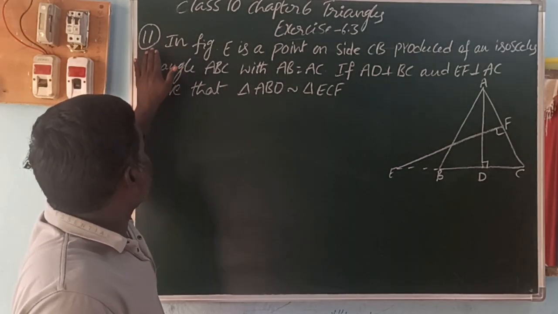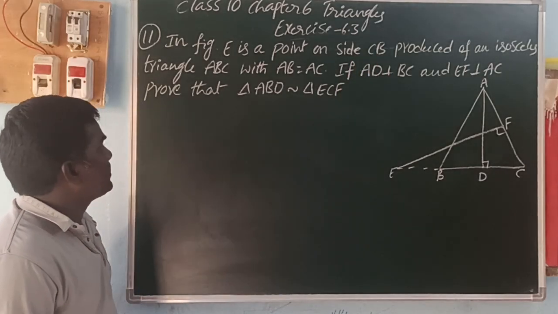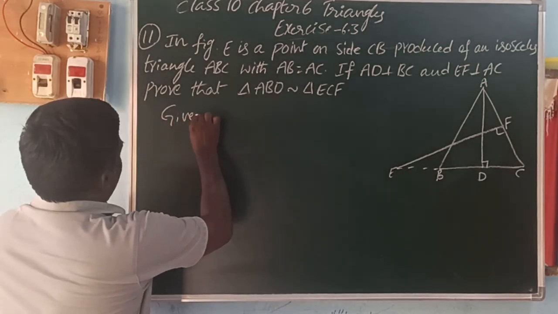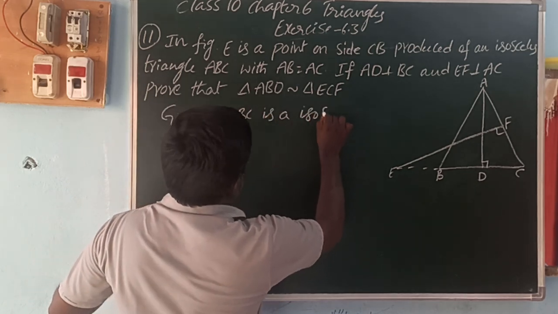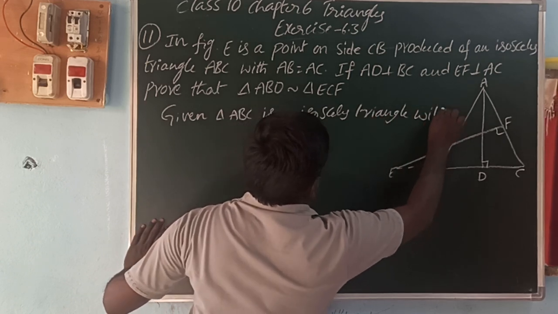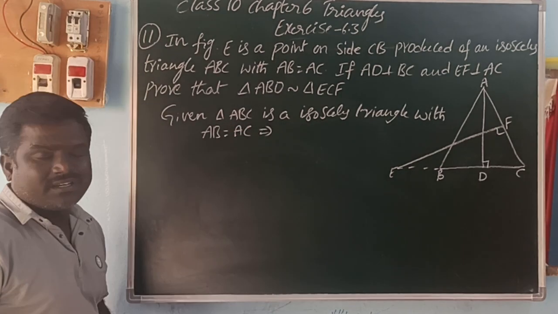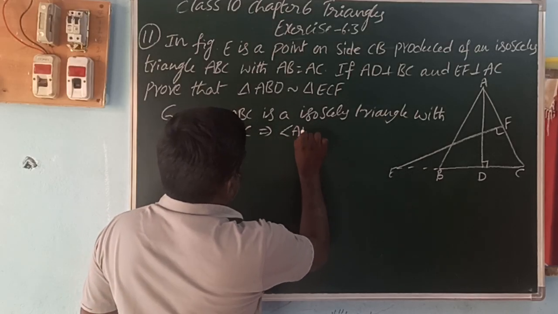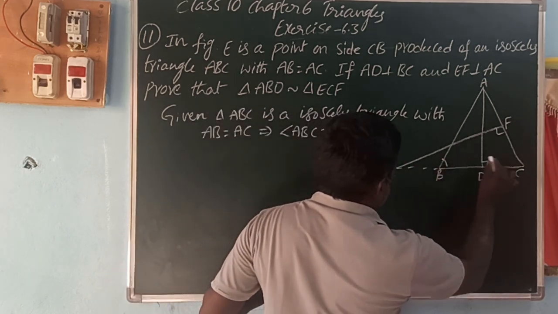Question number 11. In the figure, D is a point on side CB produced, of an isosceles triangle ABC with AB equal to AC. So, given triangle ABC is an isosceles triangle with AB equal to AC. When any two sides are equal, then their opposite angles are equal. So angle ABC is equal to angle ACB, angle B is equal to angle C.